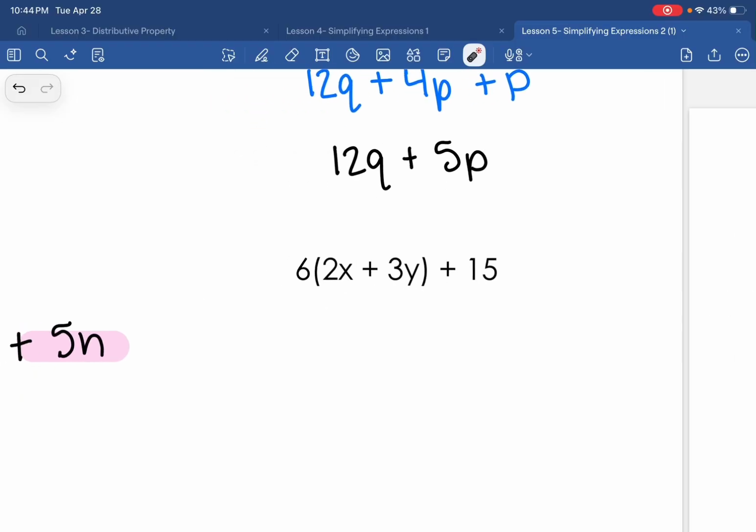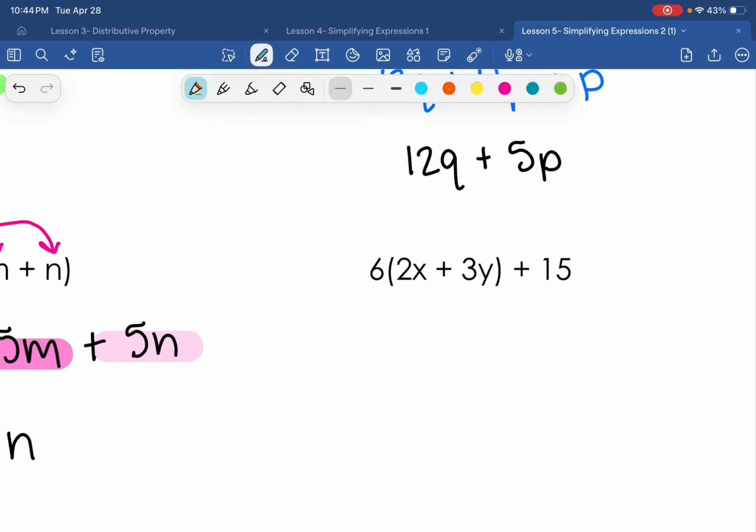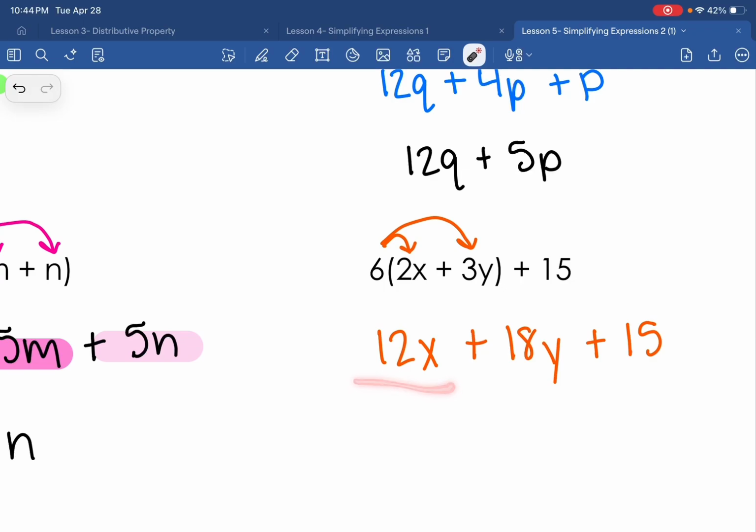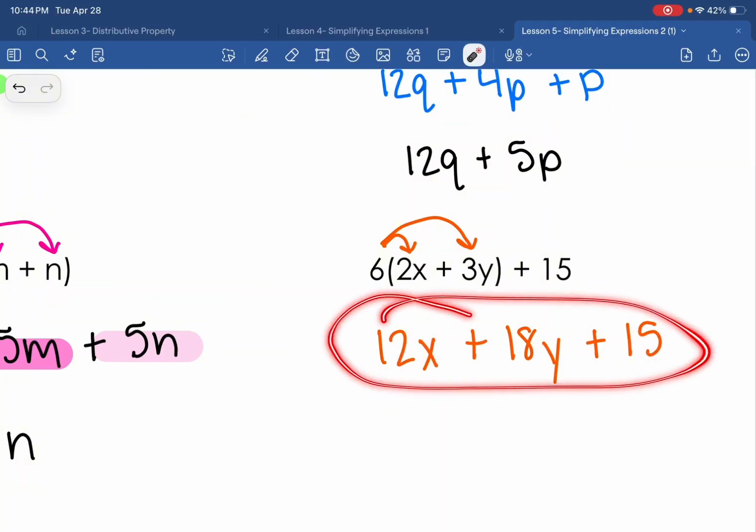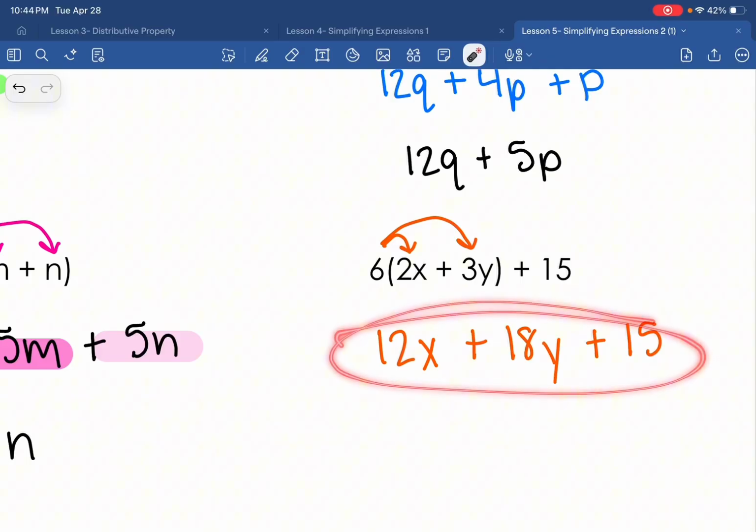All right, last one. You needed to have shared 6 to both terms inside the parenthesis. So 6 times 2x is 12x. Operation sign stays the same. 6 times 3y gives me 18y, and I bring down plus 15. Okay, so now I'm looking. I got 12x. Doesn't look like I have any other x's. I have 18y. Doesn't look like I have any other y's. 15, no other constants. So this is your simplified expression.